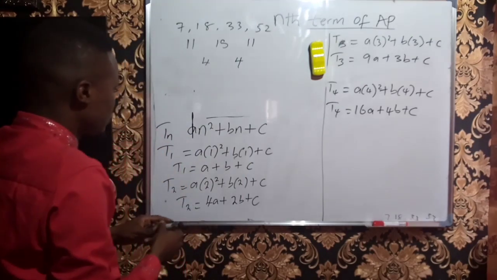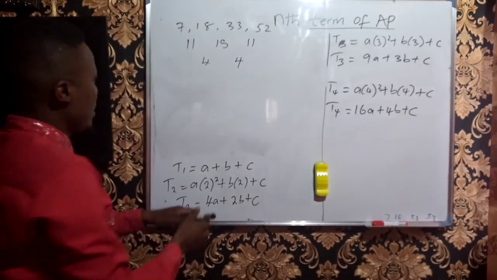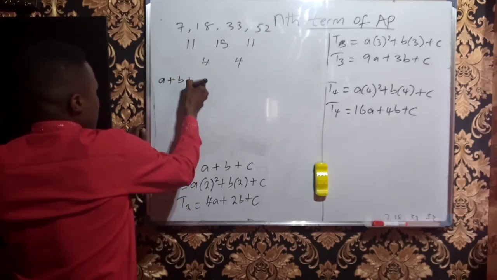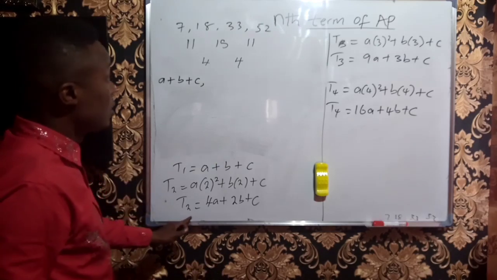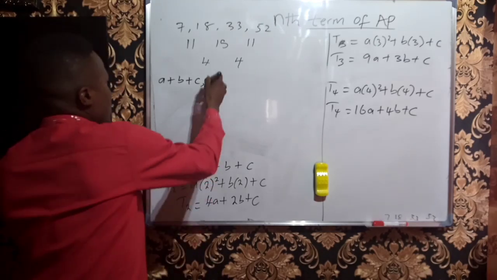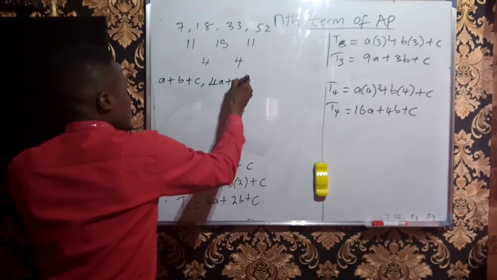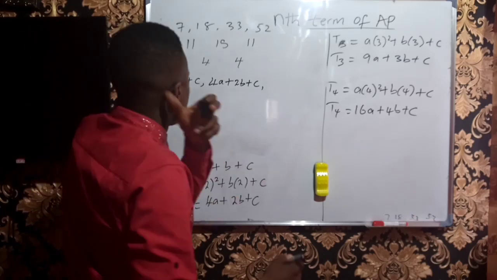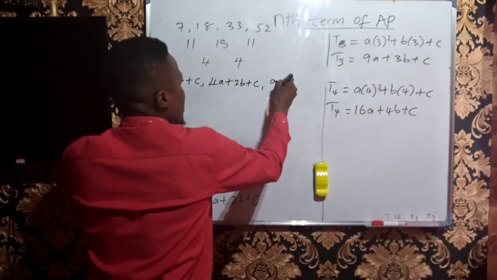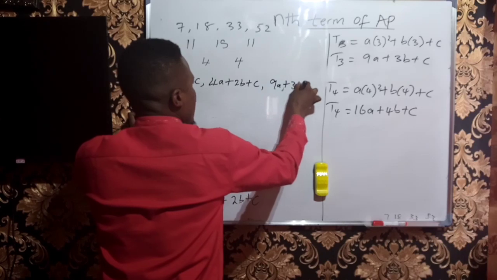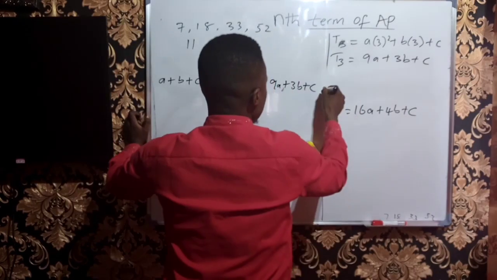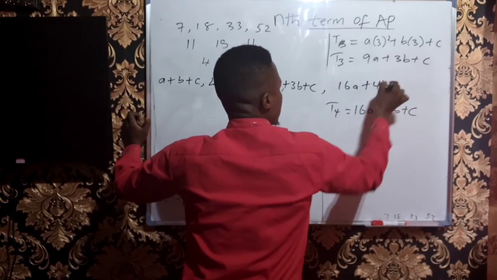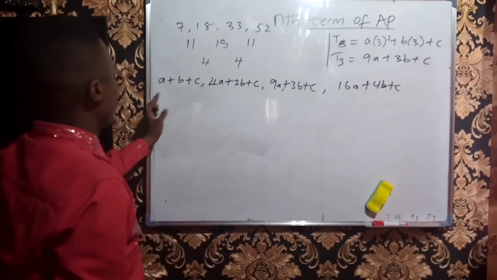They are similar. So now my first term T1 is A plus B plus C. That's my first term. My second term is 4A plus 2B plus C. My third term is 9A plus 3B plus C. My fourth term is 16A plus 4B plus C. Okay, so let me get their first difference.